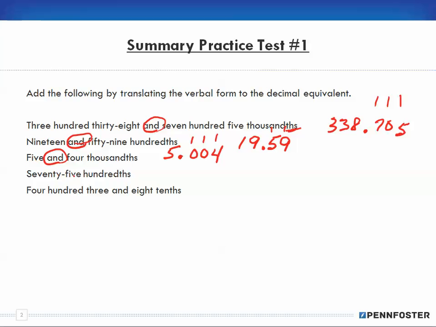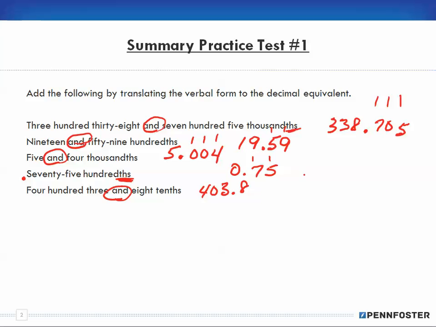This one here is 75 hundredths. It's already telling me that the decimal place comes at the beginning. There is no whole number there. So 0 point, and 75 hundredths. Here's the tenths, here's the hundredths, so the 5 has to go in the hundredths spot: 75. And our last one here, 403 and 8 tenths. Our first spot is the tenths position, and we need to put the 8 in that spot.